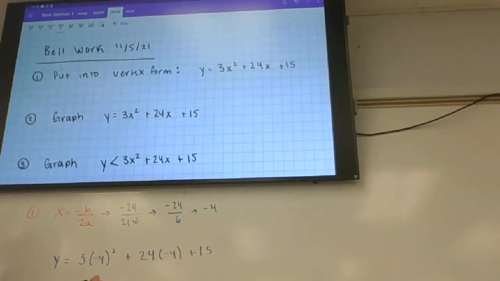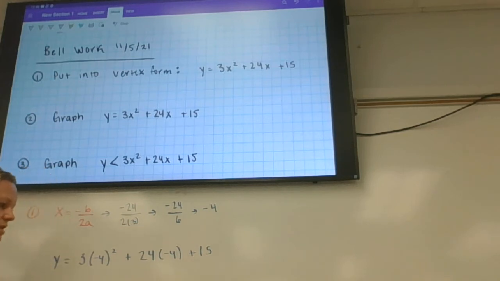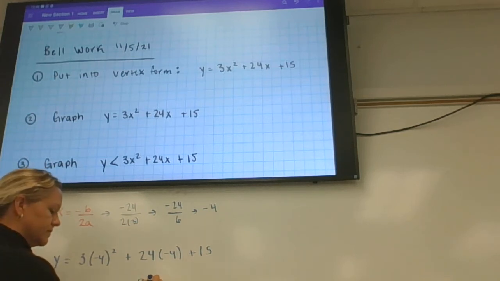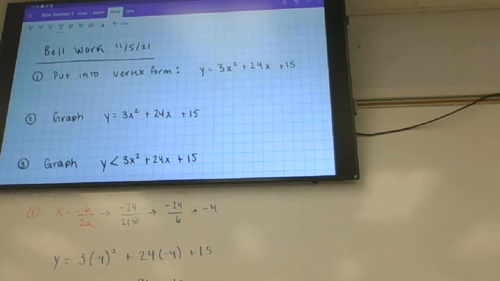And exponents come first. They both are terrible.